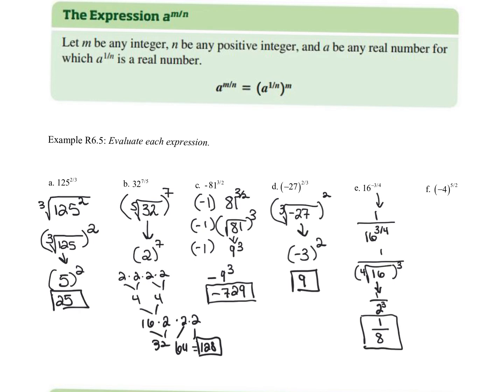Okay, the last one is, I'm going to take the square root of negative 4, and then I'm going to raise it to the 5th power. Unless you want your little friend from Algebra 2I to come back, we don't square root negative numbers, so this is not possible.